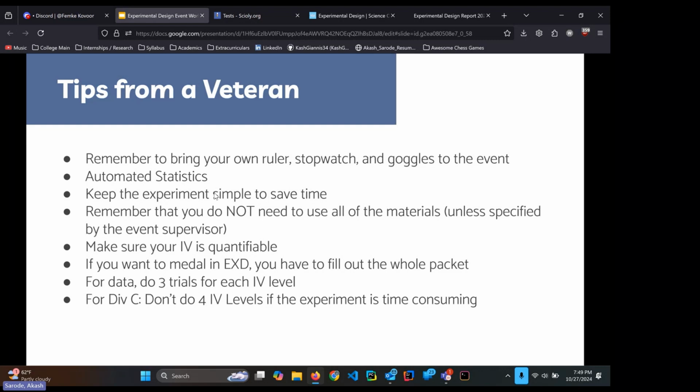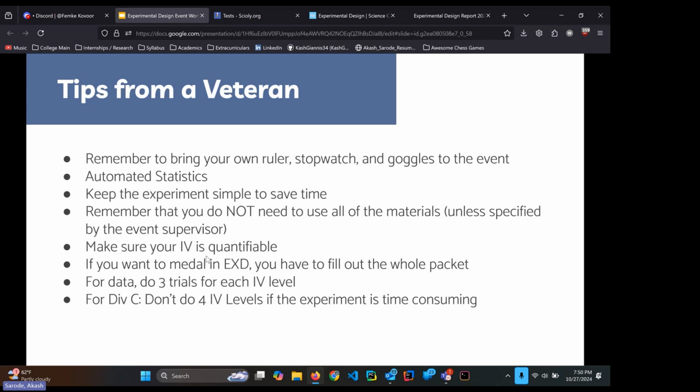So it just goes to show that even if you have a simple experiment at a tournament, it's actually the ideal in terms of what you want to do when you're competing. Something else that I would recommend is that you don't need to use all the materials that they provide you unless specified by the event supervisor. So yeah, you don't need to use all the materials you have.